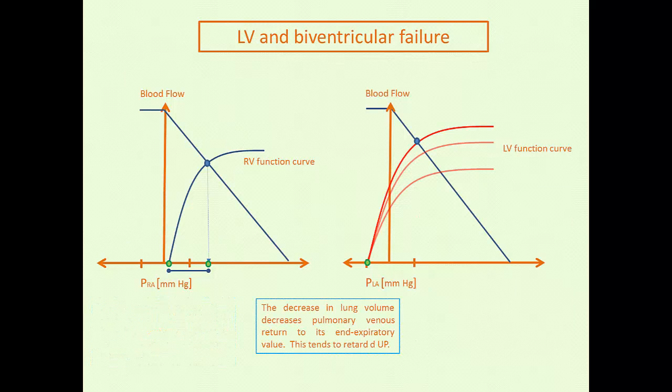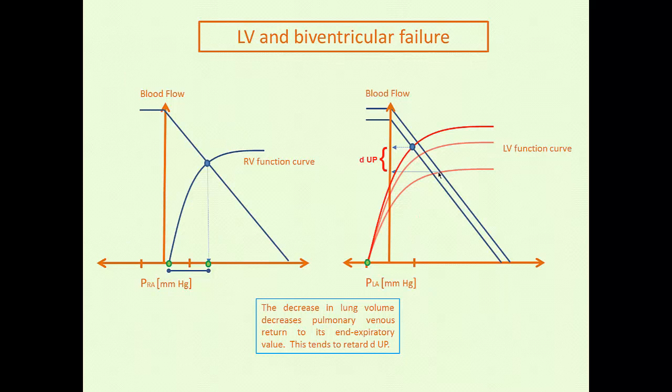The decrease in lung volume decreases pulmonary venous return to its end expiratory value, and this again tends to retard D-up. So as the lung volume shrinks, pulmonary venous return tends to seek its end expiratory value. So you have a diminution of pulmonary venous return, which tends to diminish the increase in left ventricular output that you get with the increasing intrathoracic pressure during spontaneous expiration.